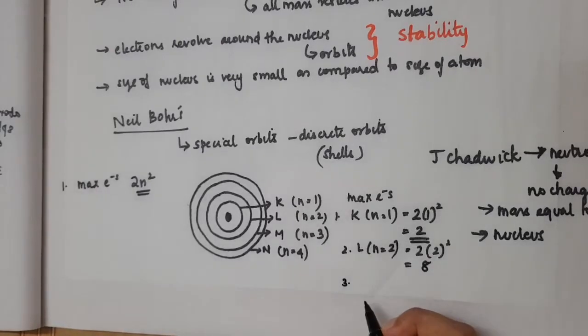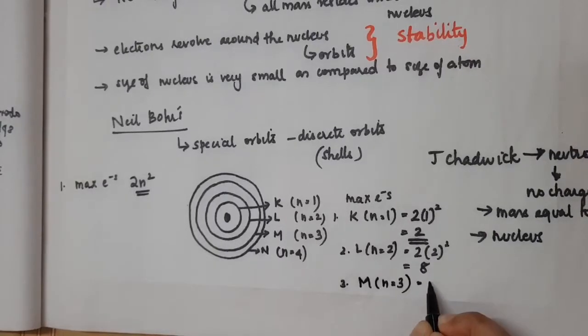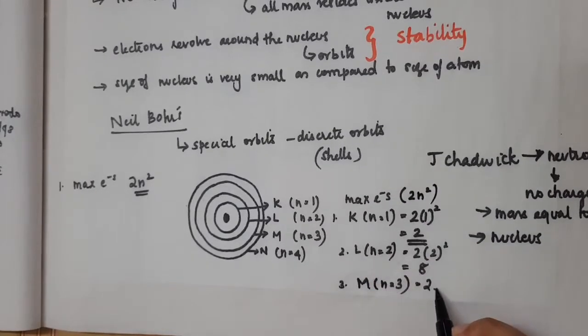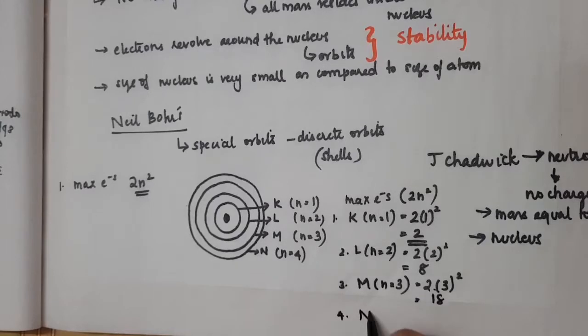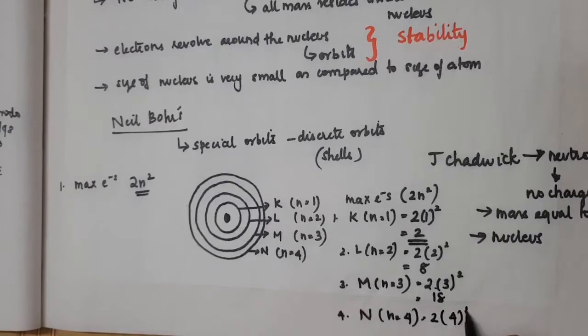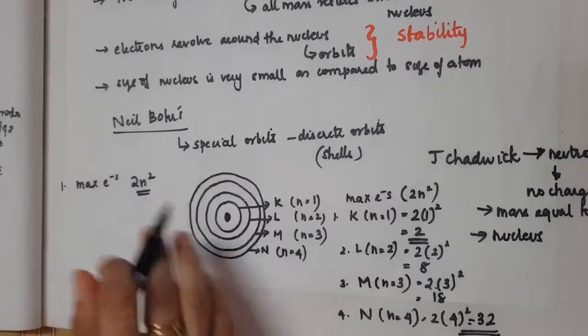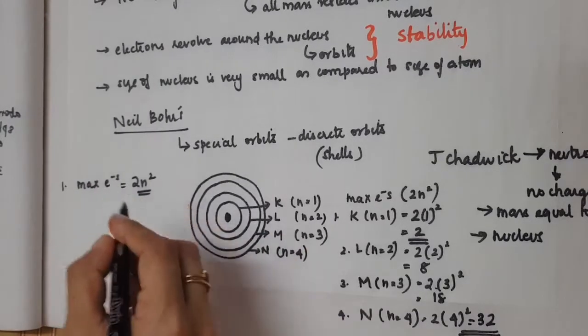Third one is the M shell, that is n is equal to 3. Maximum electrons is 2n square, so that is 2 times 3 square. 3 3s are 9, 9 2s are 18. Fourth one, the N shell, n is equal to 4, 2 times 4 square, that is 4 4s are 16, 16 times 2 is equal to 32, and so on. So the first rule was that the maximum electrons in any orbit is equal to 2n square.